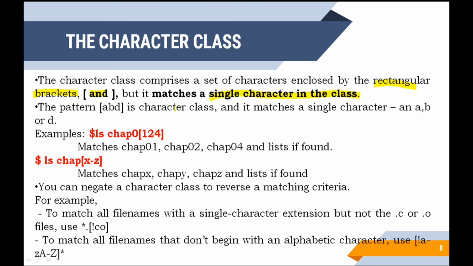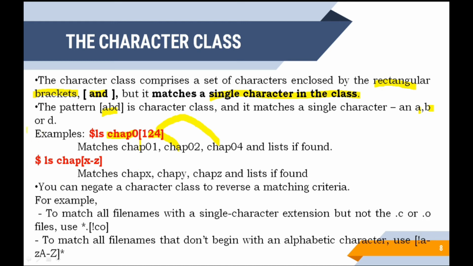Then the pattern [ABD] is a character list. One example they have taken matches a single character: A or B or D. For example, see here I am listing the files which start with chapter 0. The file name may end with 1, 2 or 4. So chapter 0 should be present, then chapter 1 is there, it is going to match here. Chapter 2 is there, it is going to match here, and chapter 4 is there, and if found, it is going to match that and list it.